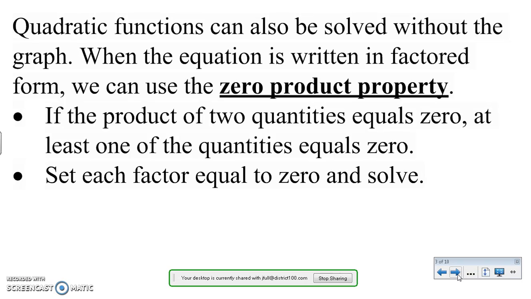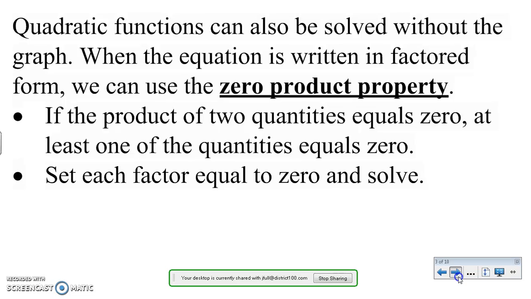Quadratic functions can also be solved without the graph. Remember in the last lesson you learned how to look at the graph, find your x-intercepts, and those were your solutions. When the equation is written in factored form, we can use something called the zero product property. What you need to remember is if we multiply two things together and the answer is 0, that means at least one of those two things had to be 0. So what we're going to do is set each factor equal to 0 and then solve.